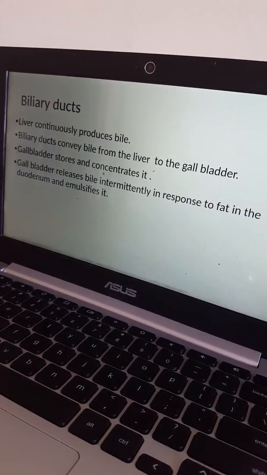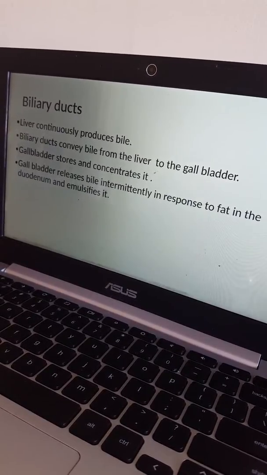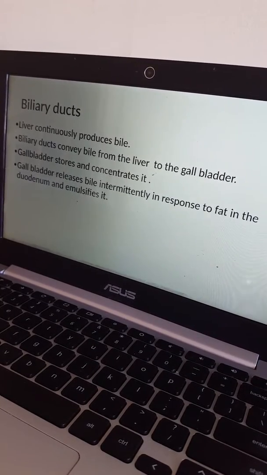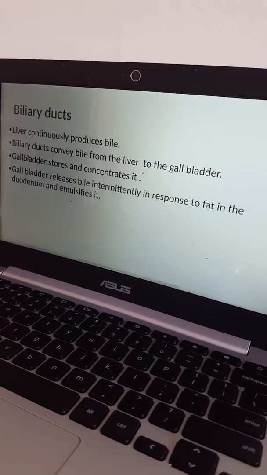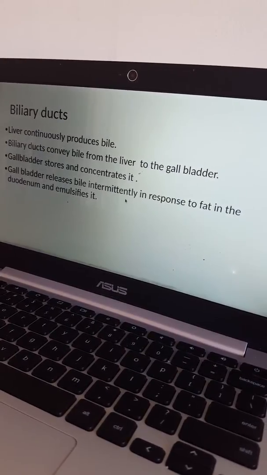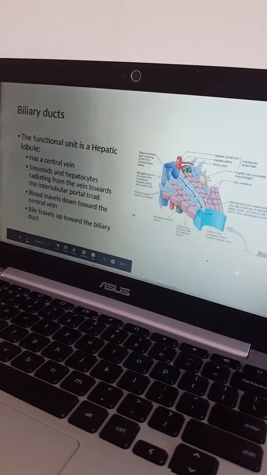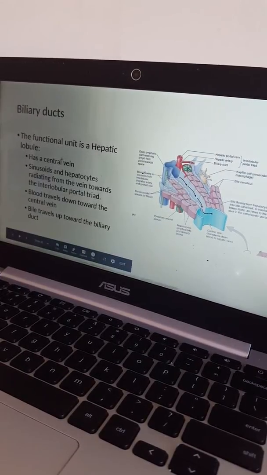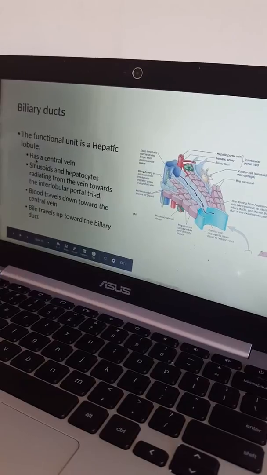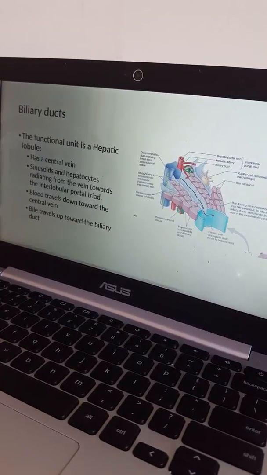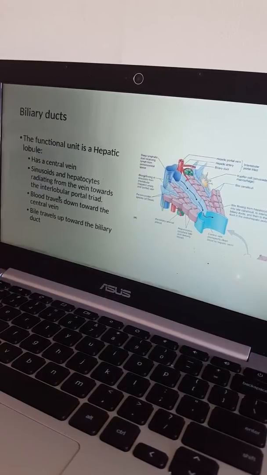Very important function to remember from the examination point of view, because students get confused whether the liver produces it or the gallbladder produces it. The gallbladder releases bile intermittently in response to fat in the duodenum and emulsifies it. The functional unit is the hepatic lobule. It has a central vein, sinusoids and hepatocytes radiating from the vein towards the interlobular portal triad.